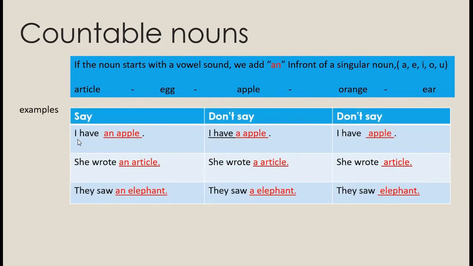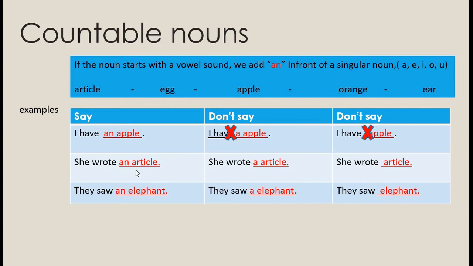Look at these examples. I have an apple. Apple, singular, starts with a vowel, so we add an before it. I have a apple. Apple, singular, starts with a vowel. We could not use a, we have to use an. So this is wrong. I have apple. Apple singular, but we have to use an article before it. This is also wrong.